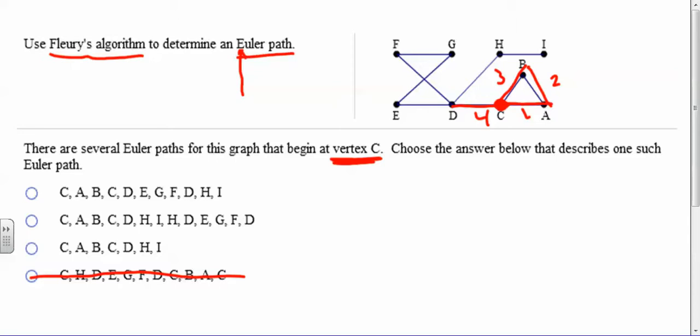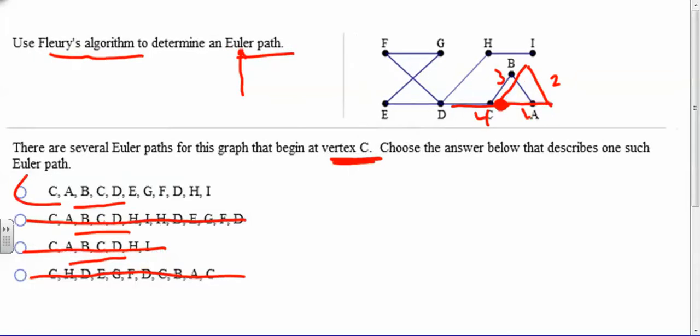And right away, since we don't want to go to H, you notice how they all start off as C, A, B, C, D. But these two go to H, and you don't want to go there, which means the answer must be the first one. But let's finish the problem.